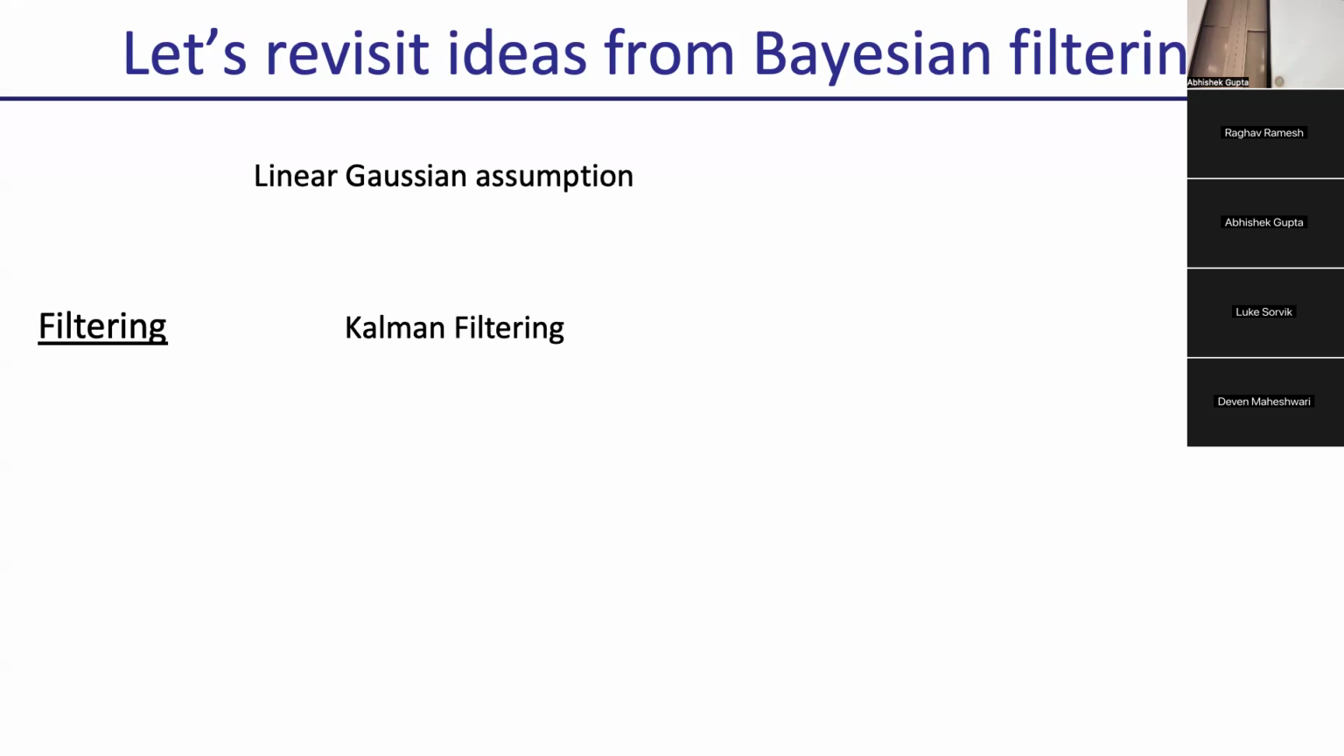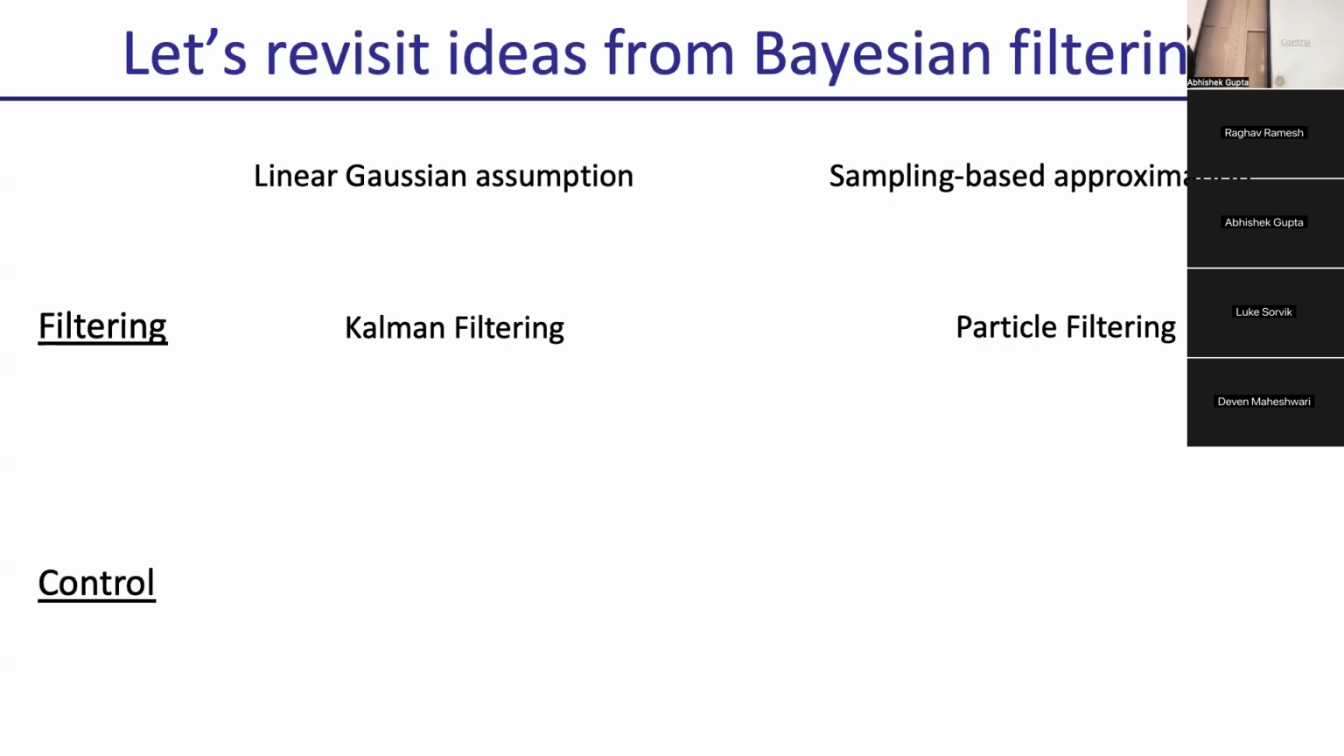And if you remember how this worked, you had a Kalman filtering problem, which is linear and Gaussian. You had a sampling-based approximation to that, which was particle filtering, right? So it's kind of like replacing analytical solutions with samples. In control, you're going to have something similar. You're going to have LQR, which is the linear Gaussian solution. But we're going to cover something called sampling-based MPC, which is essentially the equivalent of particle filtering for control.